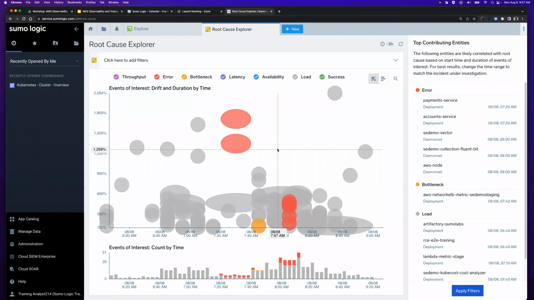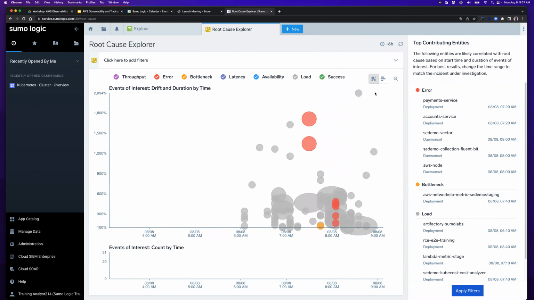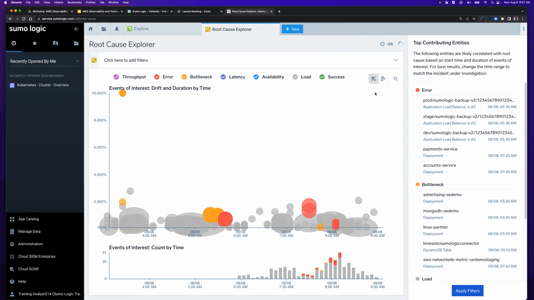Now, what I want to do next is modify my time range. Remember, I want to show you an example of something that happened at 5:30 this morning, which is more than 3 hours ago. And this chart by default shows 3 hours. So I'm going to select last 6 hours. It's going to take a few more moments to load. There it goes. I think it's done. Yeah, it's done.